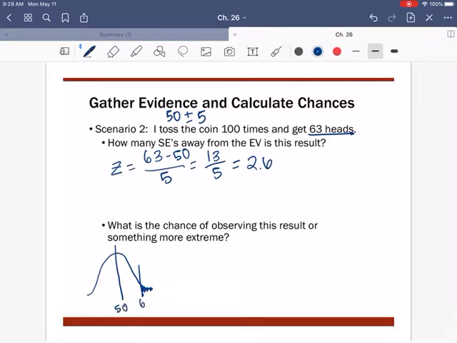So we want to know the chance of observing 63 or more. So shade norm, 2.6 standard errors or greater.